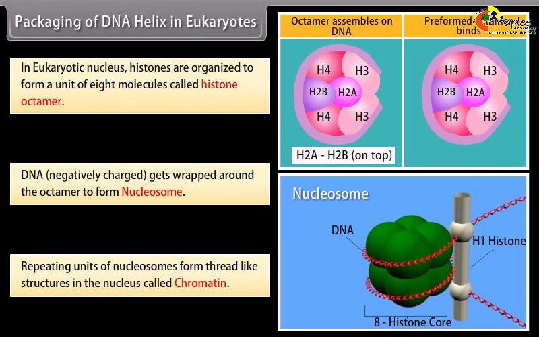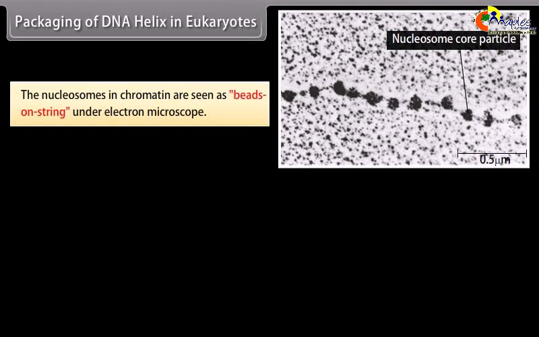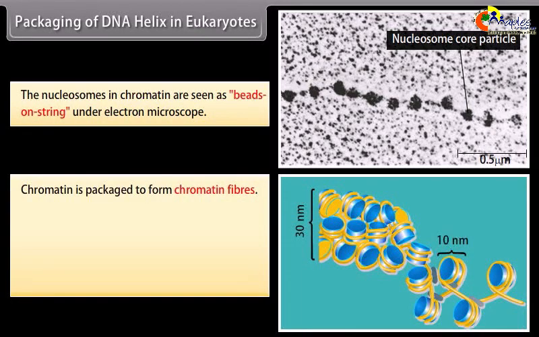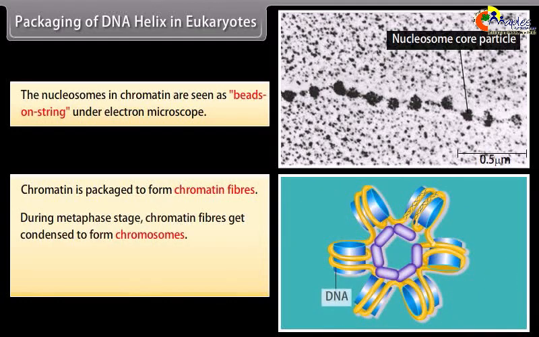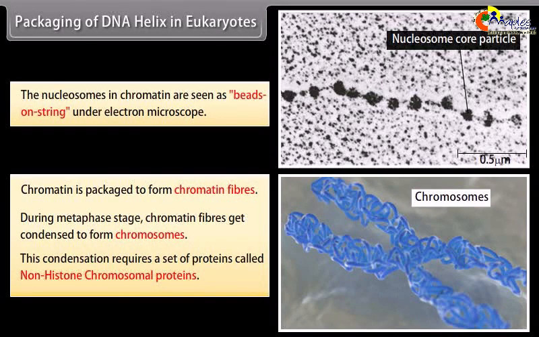Repeating units of nucleosomes form thread-like structures in the nucleus called chromatin. The nucleosomes in chromatin are seen as beads on a string under the electron microscope. Chromatin is packaged to form chromatin fibers. During the metaphase stage, chromatin fibers get condensed to form chromosomes. This condensation requires a set of proteins called non-histone chromosomal proteins.